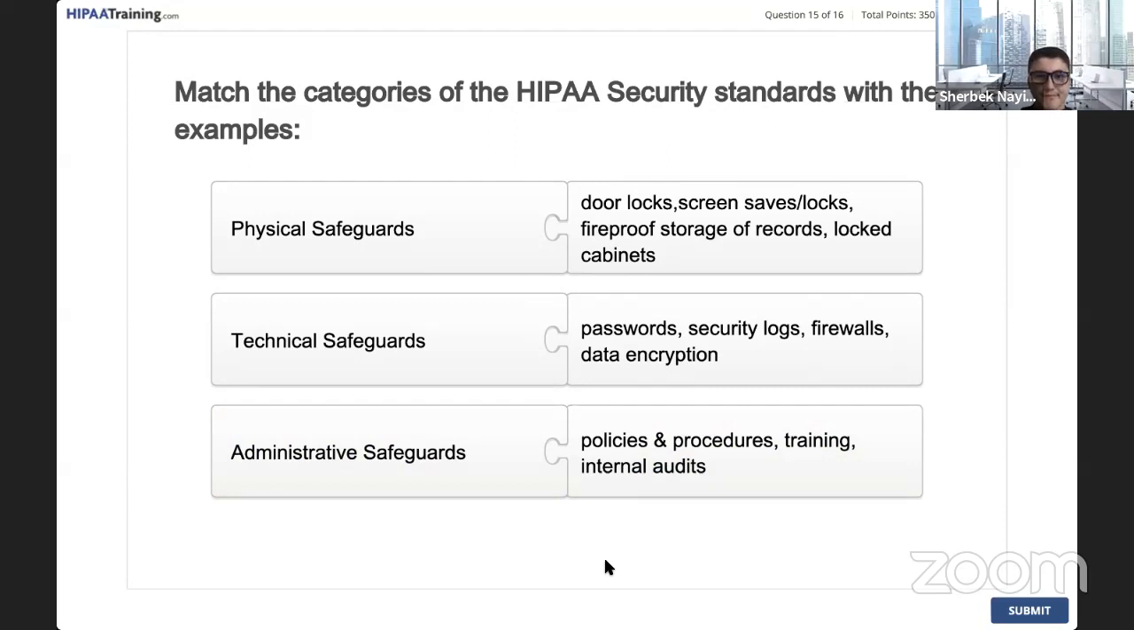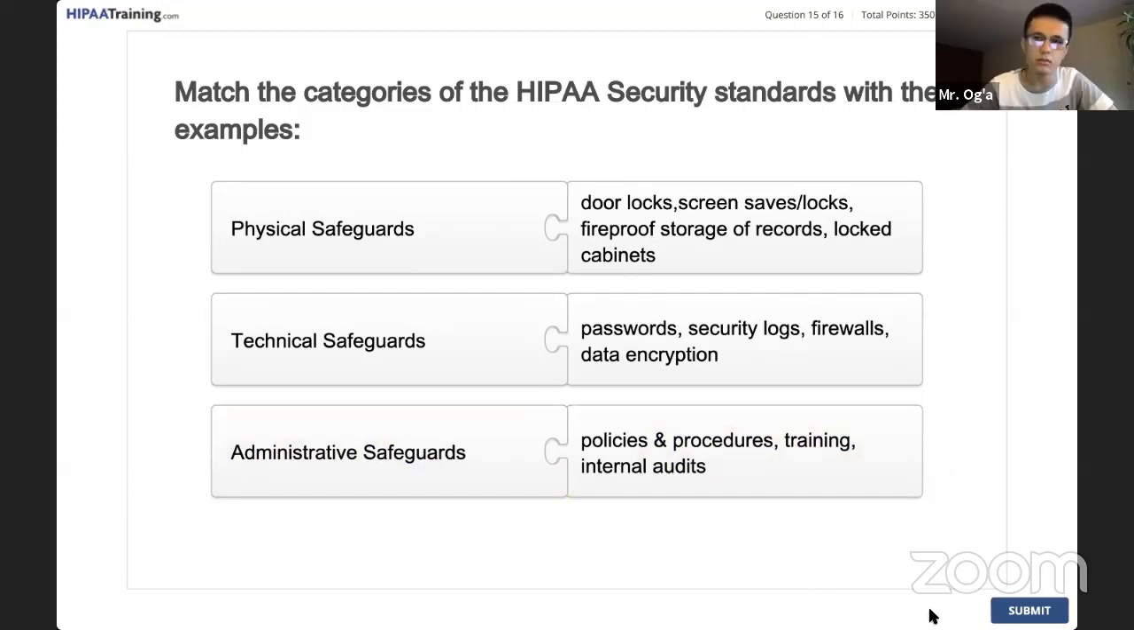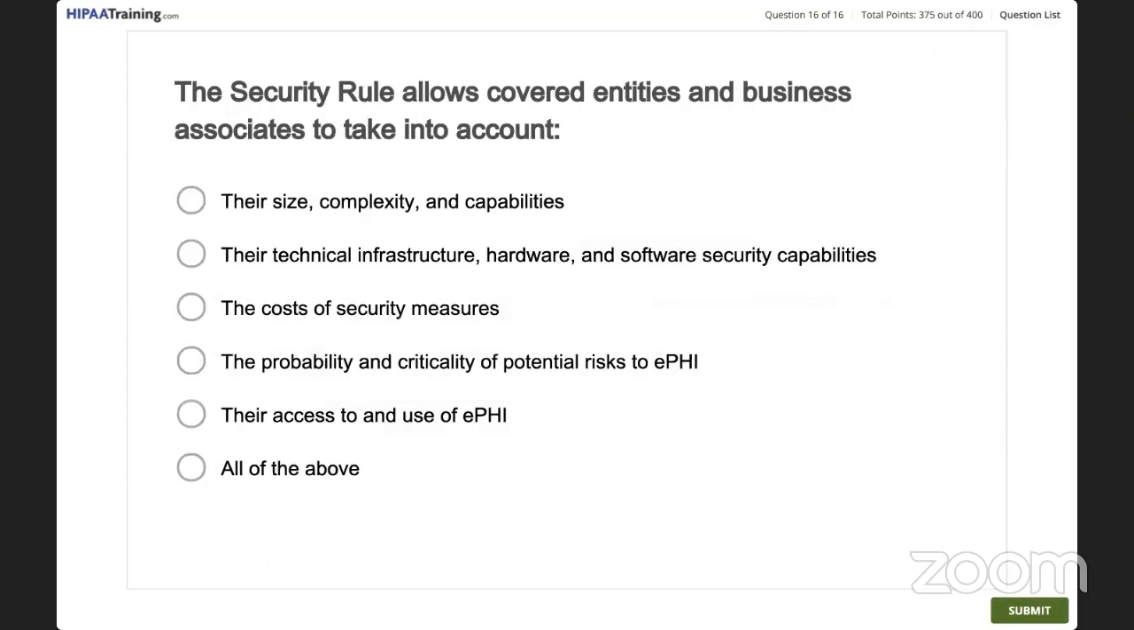Anybody has any questions about this? I think so. Okay, поехали. Yay, so far so good.